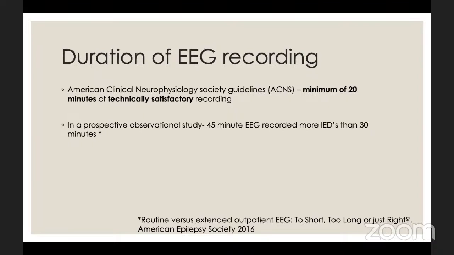There are a lot of studies going on in this area on whether longer records have higher yields. Many times, in epilepsy monitoring units or even otherwise, longer records of a few hours or even up to 24 or more hours are taken to localize the seizures. In a prospective observational study, it was seen that a 45-minute EEG has a higher yield than a 30-minute record. But practically, a minimum of 20-minute record is required.